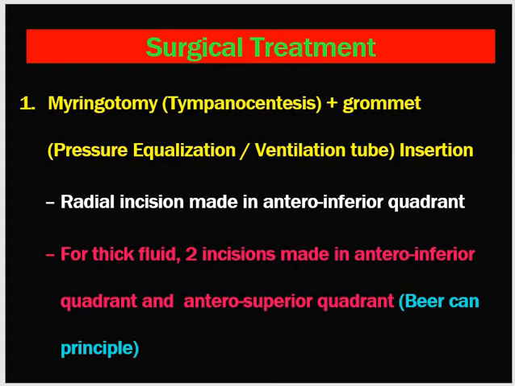In OME, a radial incision is made in the anterior-inferior quadrant of the tympanic membrane and the fluid is drained out. We simply make a radial incision, not circumferential. In a radial incision, we simply separate the muscle layer of the tympanic membrane, so it can easily be healed. When the fluid is thick, we make two incisions, one in the anterior-inferior quadrant and the next in the anterior-superior quadrant, the so-called Beer-Kent principle. When we make two incisions, it is easy for the fluid to be drained because there will be aeration from one side.